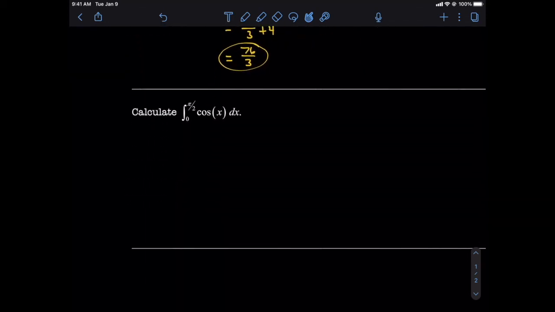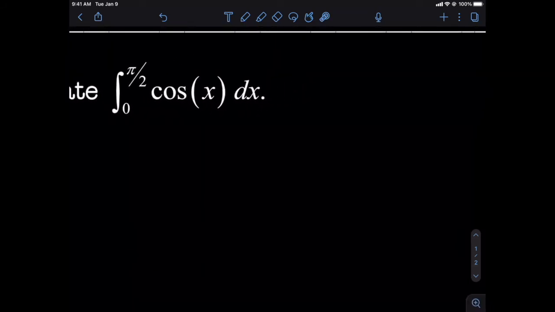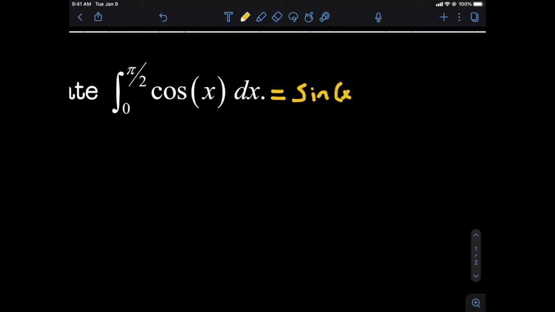Our second example asks us to find the integral from 0 to pi over 2 of cosine of x. The integral symbol says take the antiderivative of cosine. The antiderivative of cosine, of course, is sine of x. We put our vertical line with the limits of integration 0 and pi over 2, and this tells us to evaluate our capital F of x at these two values and then to subtract them.